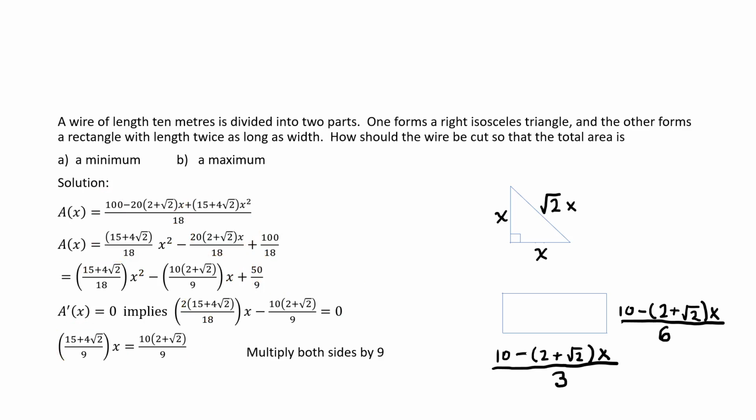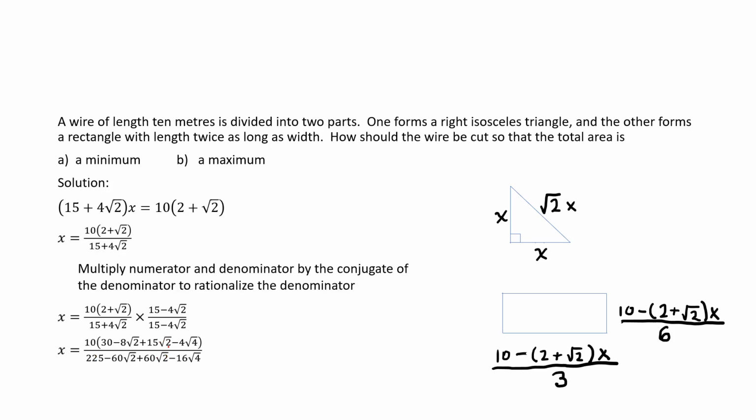And so multiplying both sides by 9 makes sense because that allows us to get rid of this denominator. And so what we have is 15 plus 4 root 2 quantity times x equaling 10 times the quantity of 2 plus root 2. And dividing both sides by 15 plus 4 root 2 gives us this.